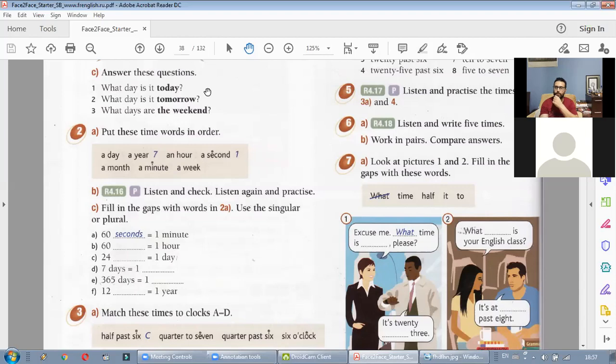Tuesday. Are you sure? Thursday, what do we tell him? Today is Thursday, not Tuesday. That's Thursday. Right. So today is Thursday. What about tomorrow? What's tomorrow? Friday. Right. Tomorrow is Friday.